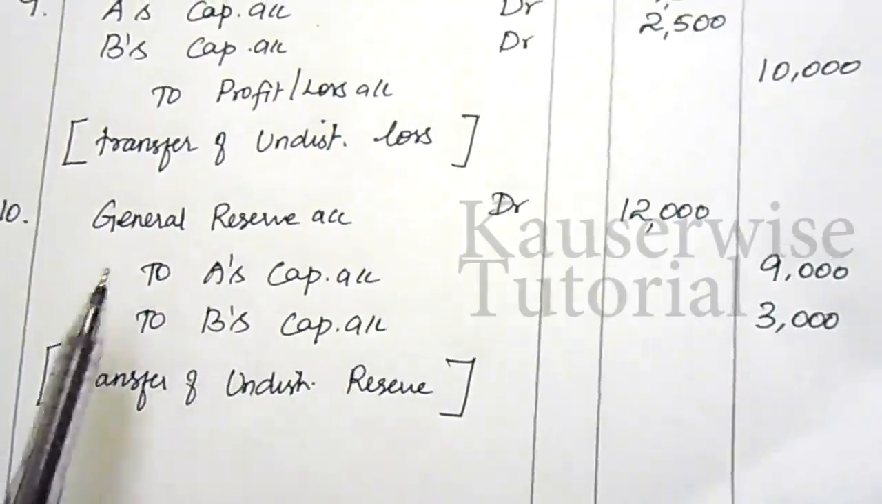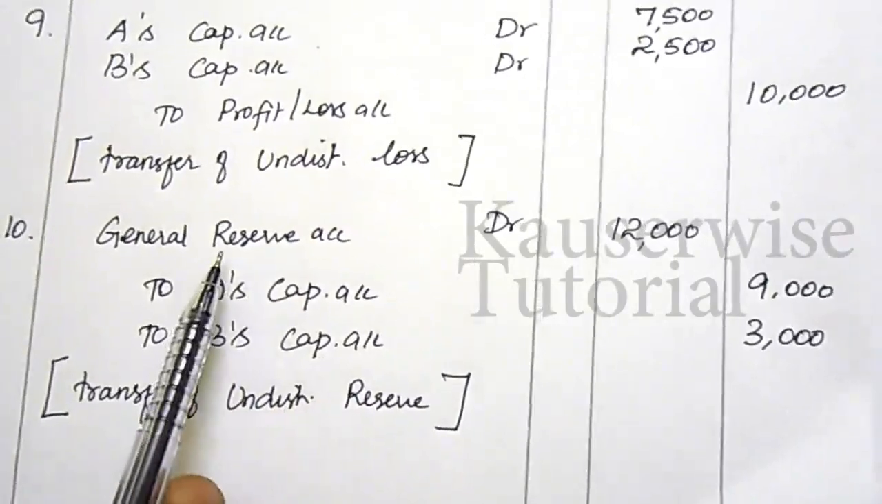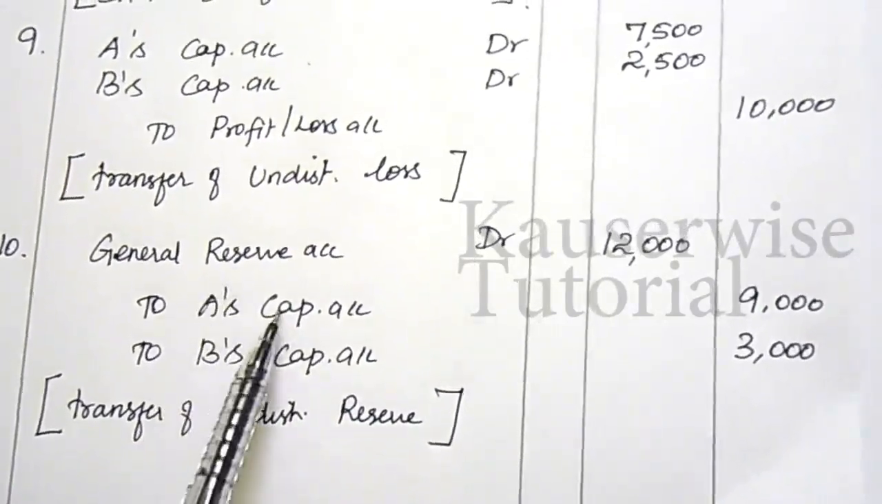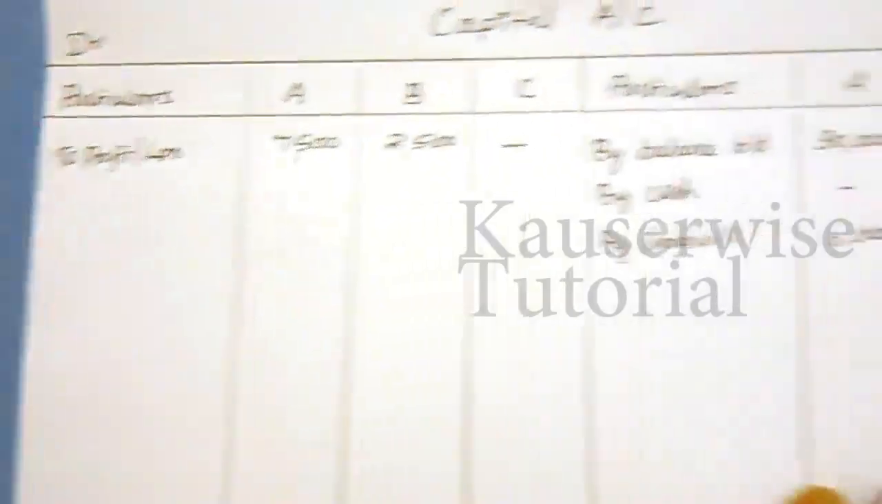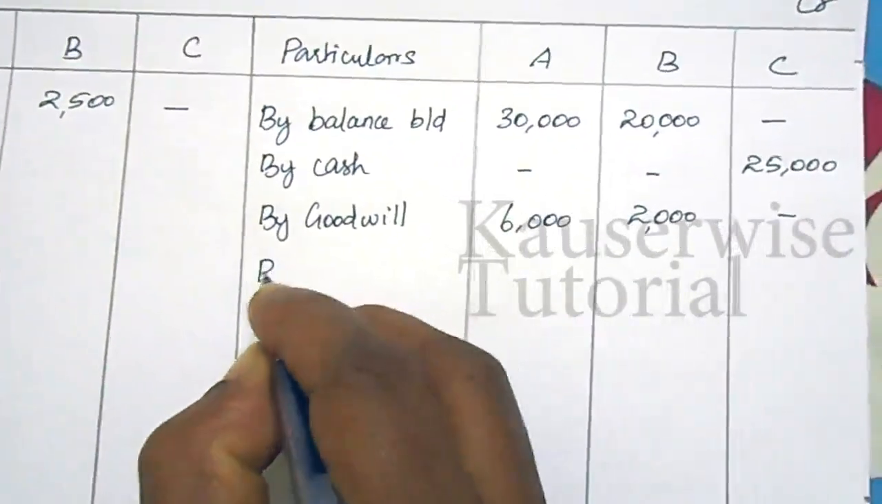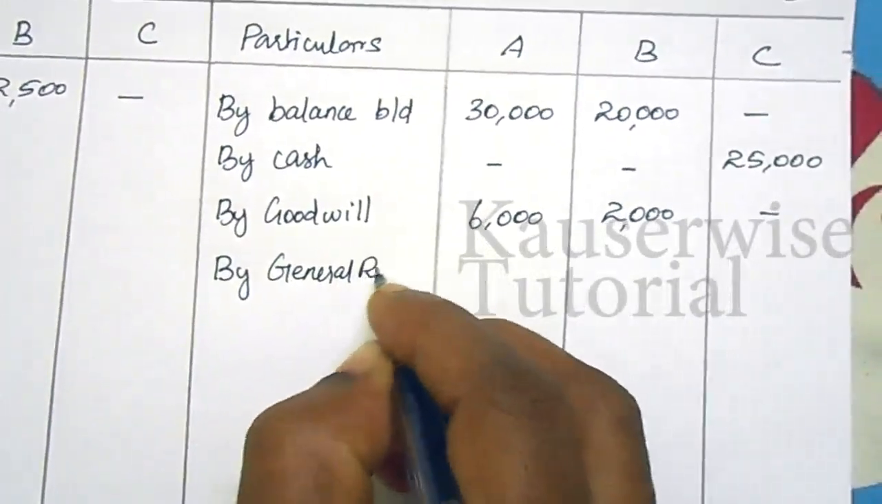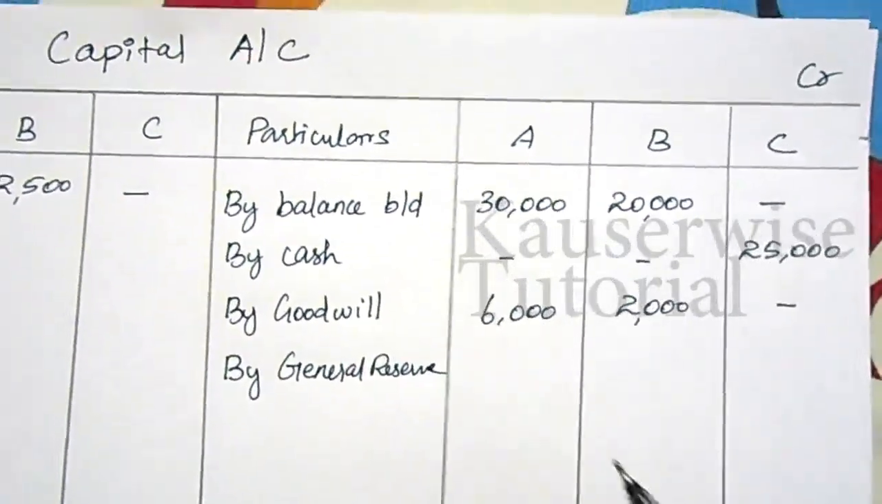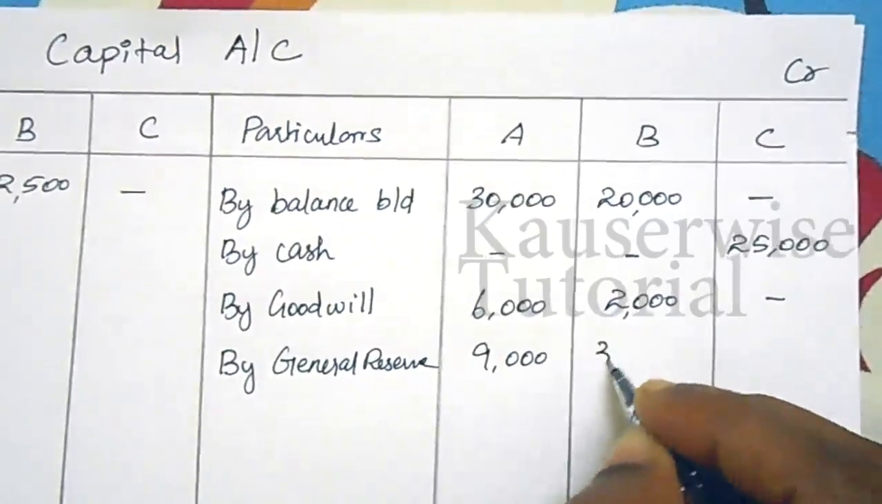Look at the next entry. General reserve account debit to A's capital, to B's capital. So this will be shown under the credit side of the partners capital account. For A 9,000, for B 3,000. So capital account credit side, by general reserve. For A 9,000, for B 3,000.